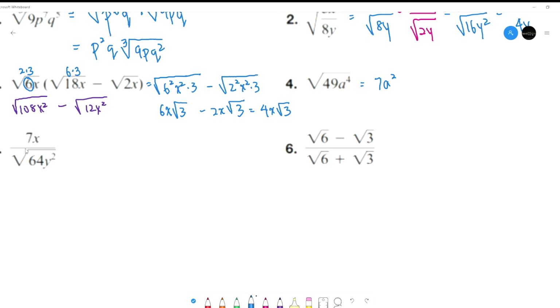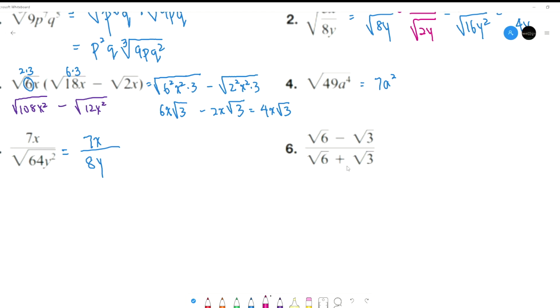Okay, next is number 5. I see that the denominator, you can simplify really easily, right? Radical 64 is 8. Radical y squared is just y. Nothing else can be simplified, so we're done.